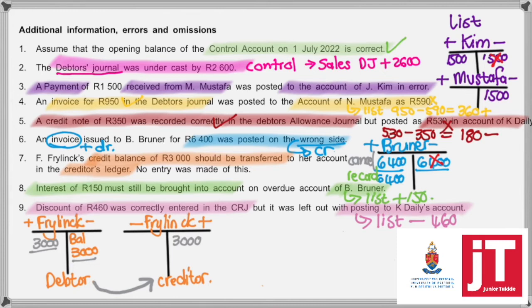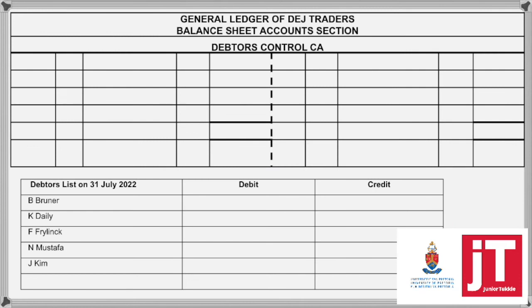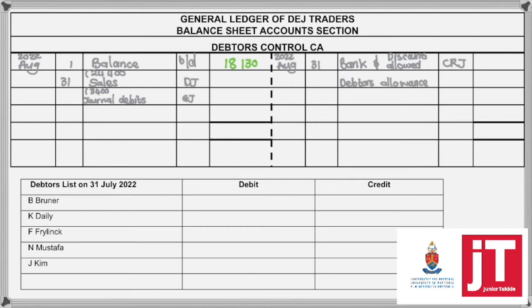So now we've looked at each transaction step by step, and now we have to go and apply it in our general ledger. So before we start with putting the transactions in, you start with putting down your layout and your opening totals. So August balance brought down 18,130. They told you that the balance was correct, so you could write it in. Then I write down the sales, and I open bracket 24,400 for the debtors journal. Journal debits as well. Open bracket 3,400. On the credit side, August 31st, bank and discount allowed, CRJ. So you continue and you write down your layout before you even start the rest of the transactions.